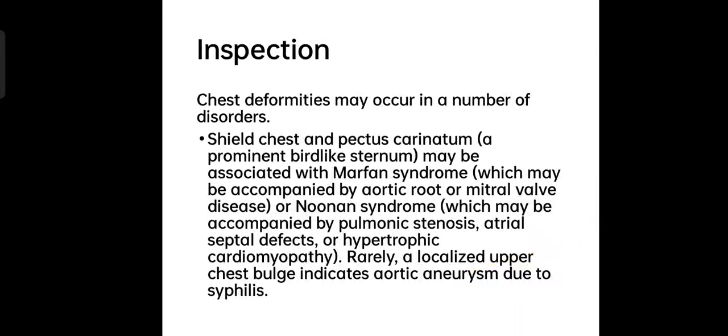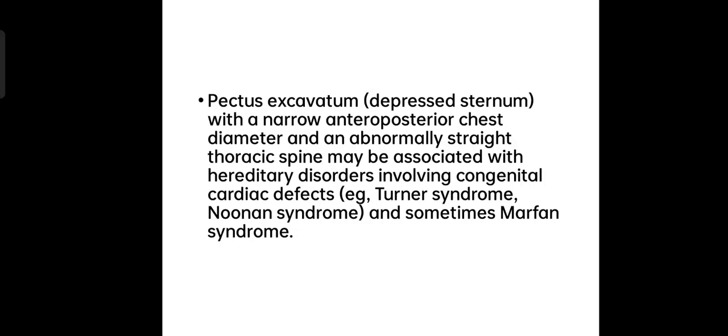Inspection. Chest deformities can occur in a number of disorders. Shield chest and pectus carinatum may be associated with Marfan syndrome or Noonan syndrome, accompanied by pulmonic stenosis, atrial septal defect, or hypertrophic cardiomyopathy. Rarely, a localized upper chest bulge indicates aortic aneurysm due to syphilis. Pectus carinatum with a narrow anteroposterior chest diameter and an abnormally straight thoracic spine may be associated with a hereditary disorder involving a congenital cardiac defect and sometimes Marfan syndrome.